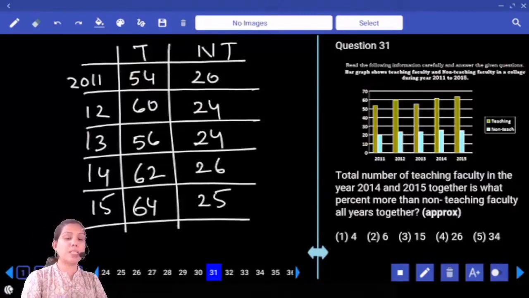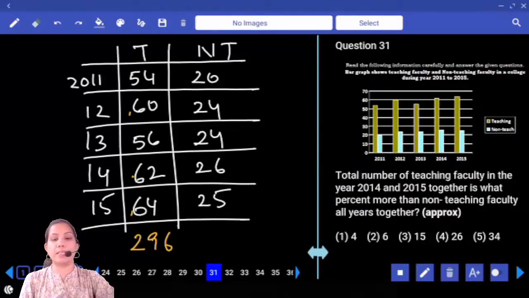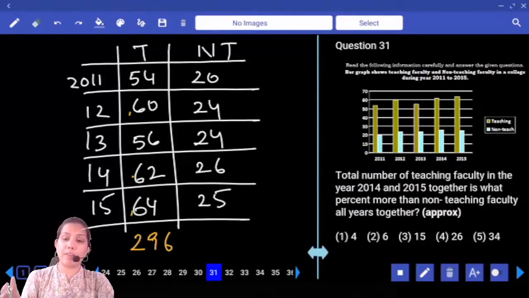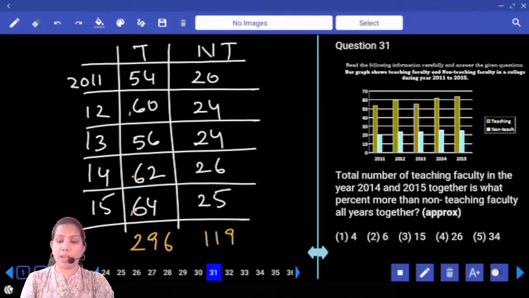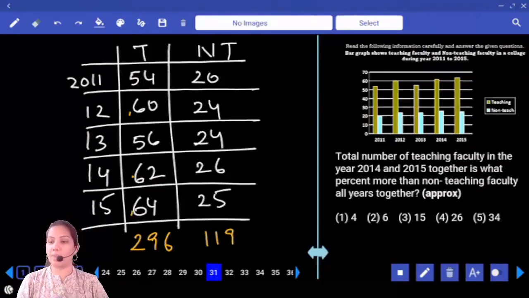What is the total of teaching faculty? Total information of teaching, so 60, 60, 60, 180, 180 plus 100, 280. 4 plus 6, 10 and 18. So the total is 296. Total information of non-teaching faculty: the total is equal to 119. Okay, 119.